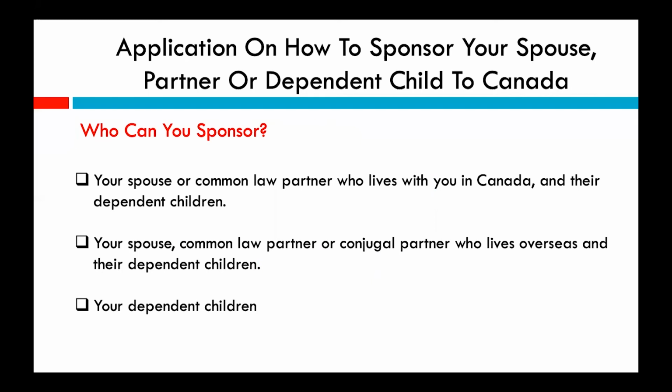In order to understand some of these key terms and what they mean, see the description area on who you can sponsor to learn more about keywords like your spouse, your common law partner, your conjugal partner, and also your dependent children. Those key terms are going to help you understand what they mean.